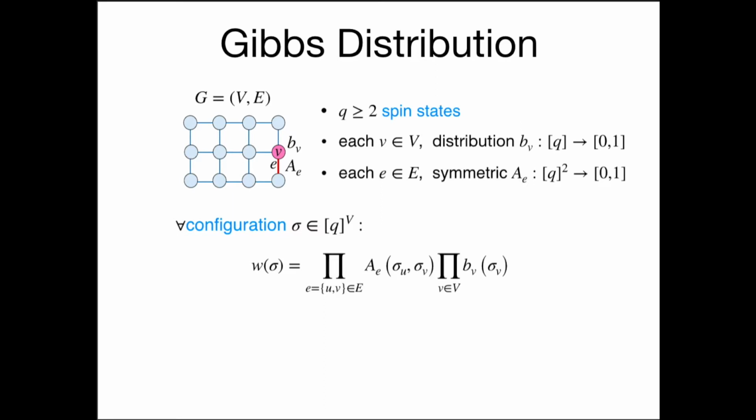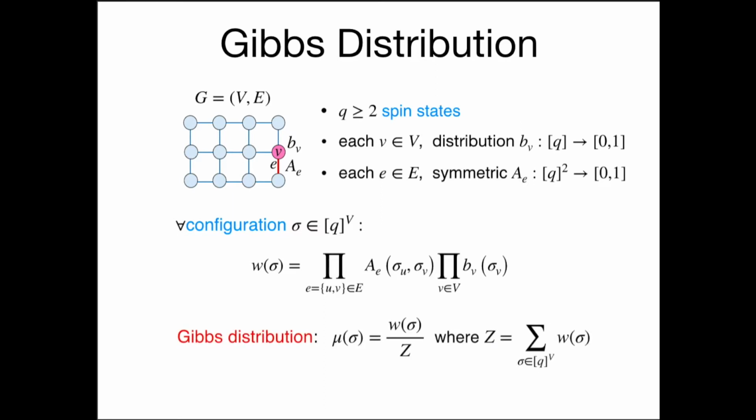And the Gibbs distribution is defined over all configurations, so that the measure of a configuration is proportional to this product of edge activities and local fields. And here, without loss of generality, we assume the edge activities are normalized to range between 0 and 1, and the local fields are normalized as distributions over q spins. Clearly, such normalization won't affect the definition of the Gibbs distribution. And for this talk, we focus on pairwise interactions, although most of the results can be generalized to general interactions.